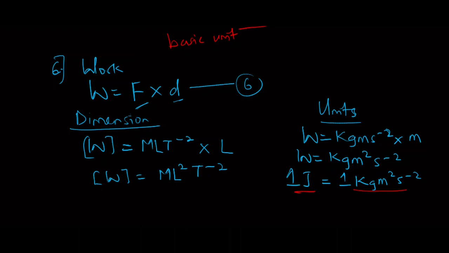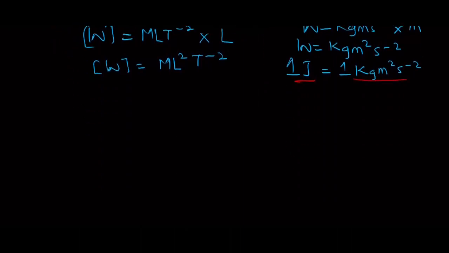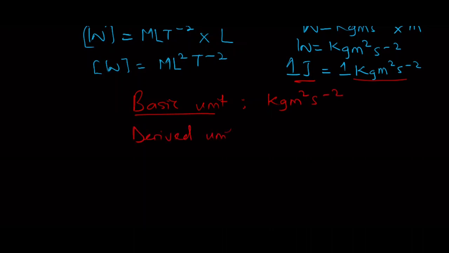Now let's try to understand what is meant by the basic and the derived unit for work. The basic unit for work is kilogram meter square per second square. The derived units, we are going to have two. The first one is joule.